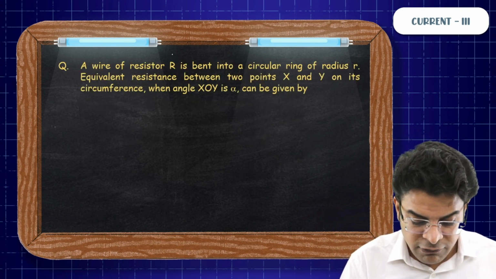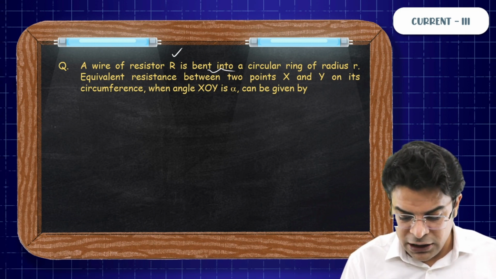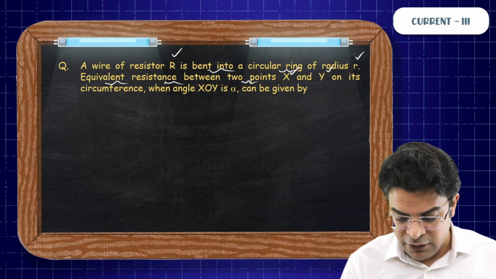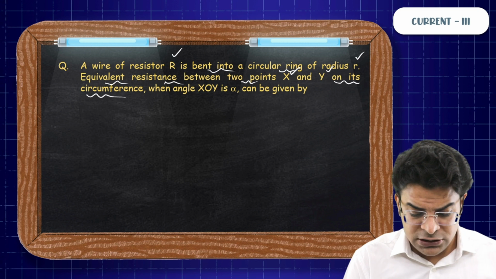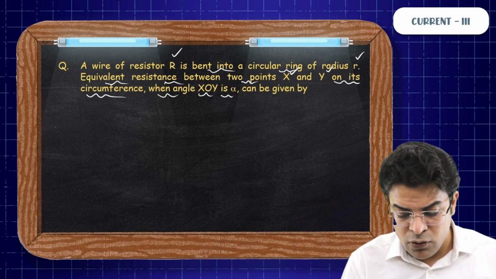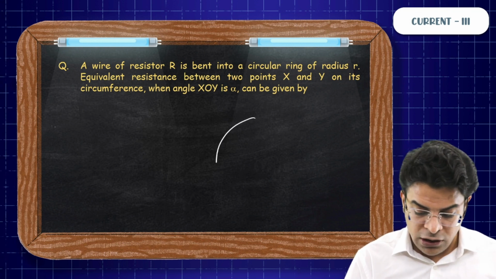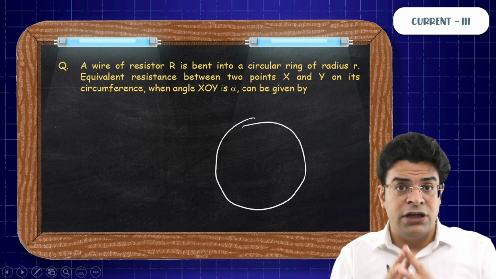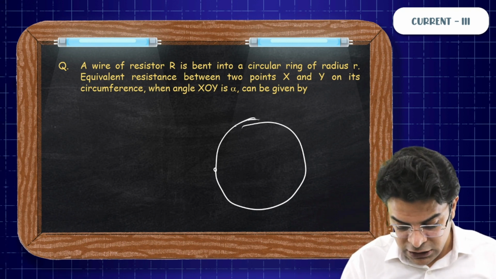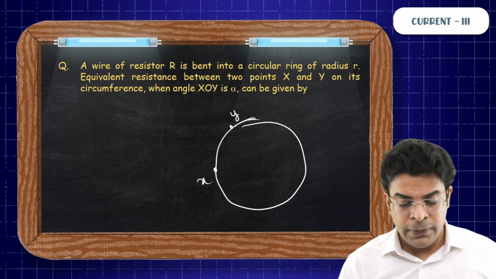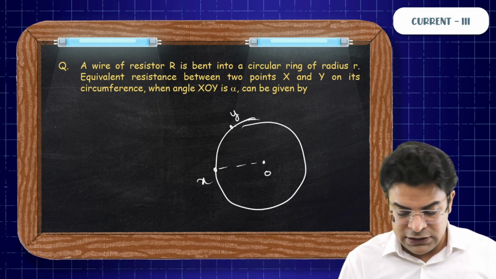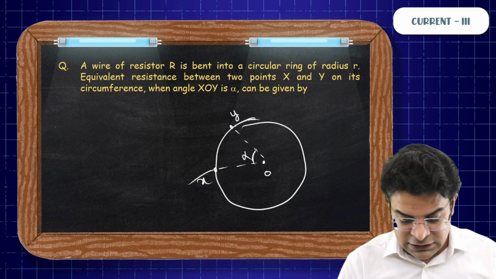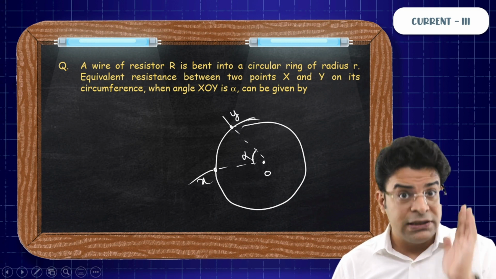So the question is, a wire of resistance R is bent into a circular ring of radius R. The equivalent resistance between two points X and Y on its circumference, when angle XOY is alpha, is given by. So the whole ring has resistance R. You have turned it into a circle. There are two points on this circle, let's say X and Y, and X, center and Y form an angle alpha. So you need to tell what is the effective resistance between X and Y. And this is actually easy.